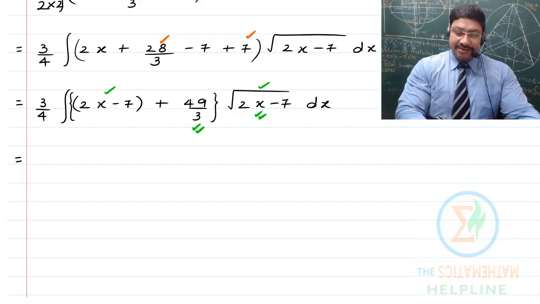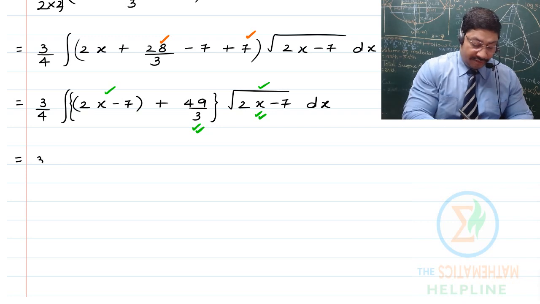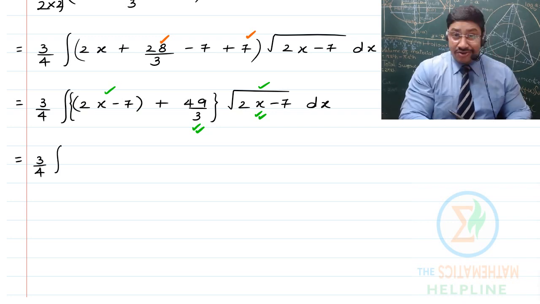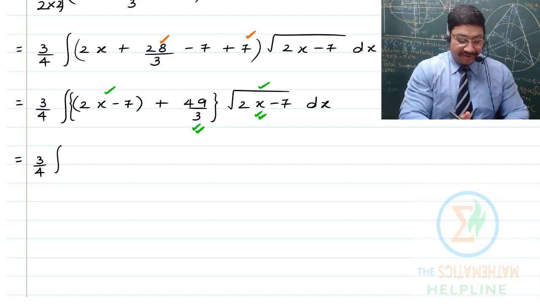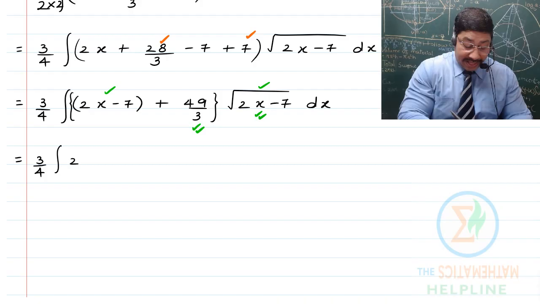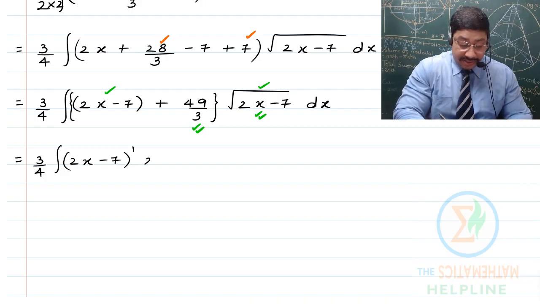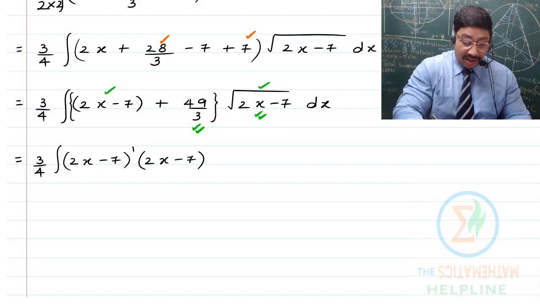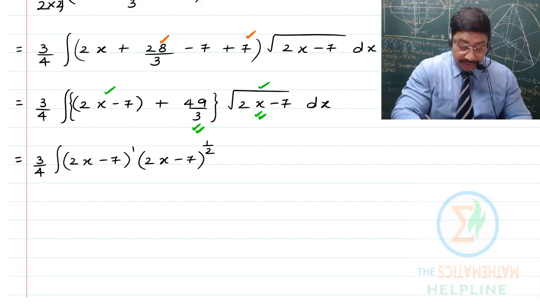So applying that here, we will now get 3 upon 4, which still stays outside quietly, right? And that's not disturbing us, so that's a good boy. Okay, now these guys are now going to get multiplied. That is, one is 2x minus 7, which is raised to the power 1, which is going to be multiplied with 2x minus 7, which is raised to the power 1 upon 2, right?